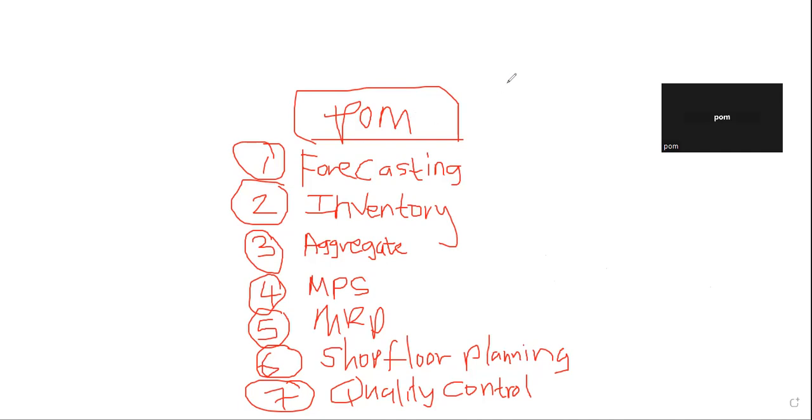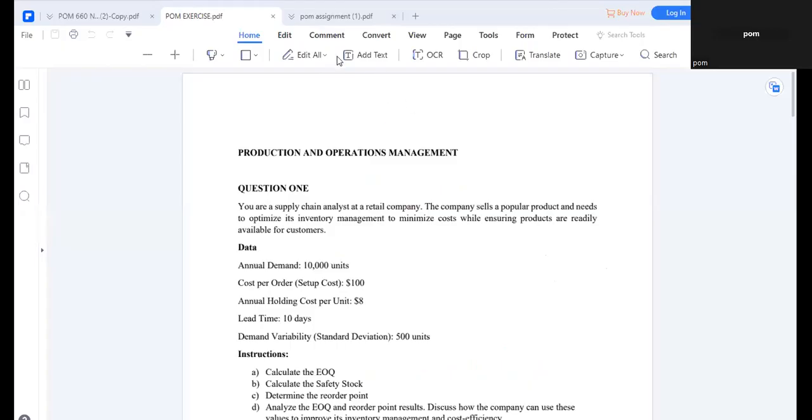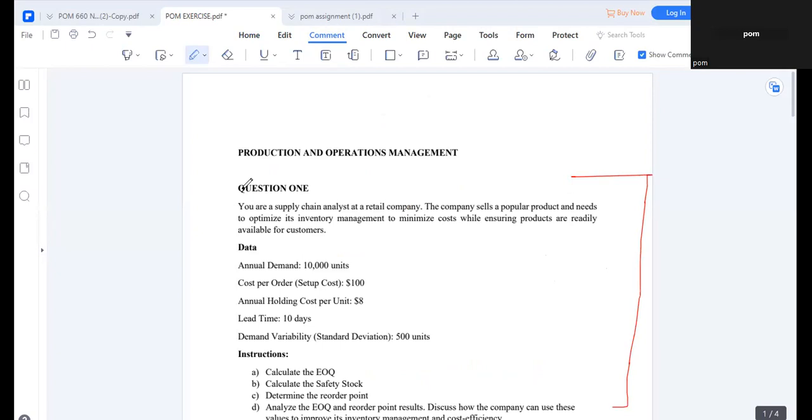Now, getting down to the assignment questions for this one, there's an aspect of this question that came on inventory management. Meaning it came from one of the topics. This question 1 was inventory.